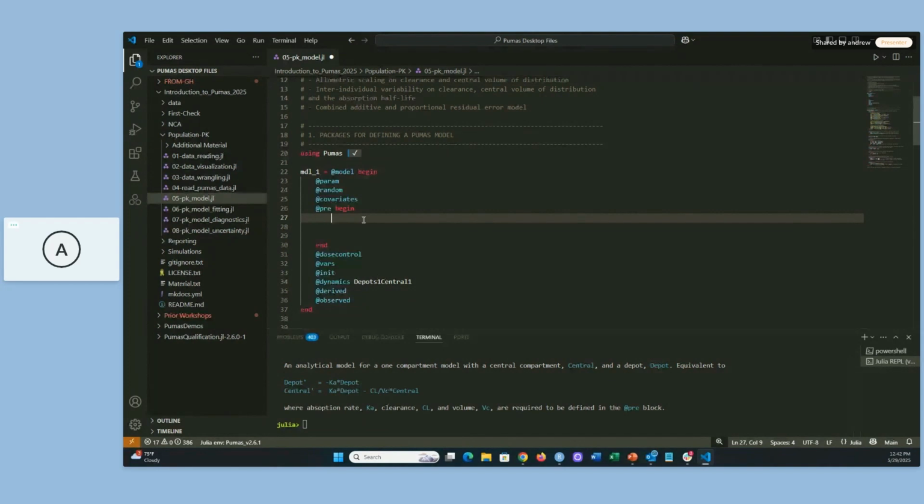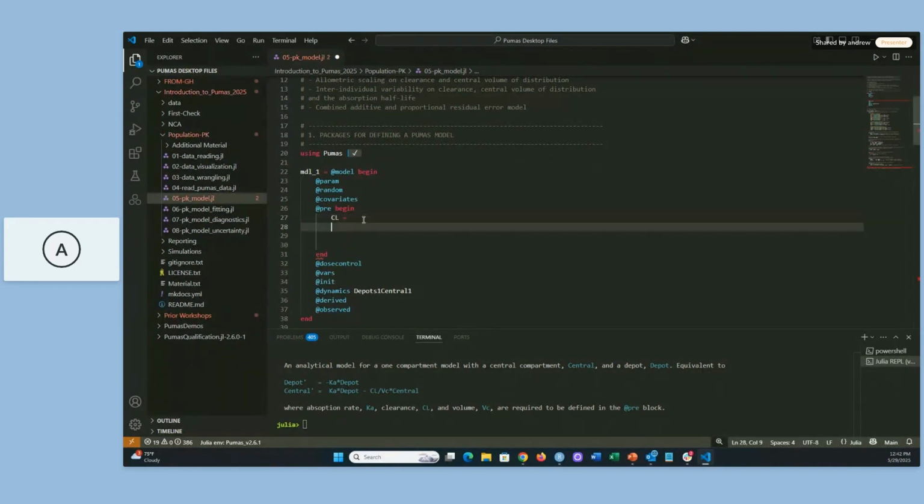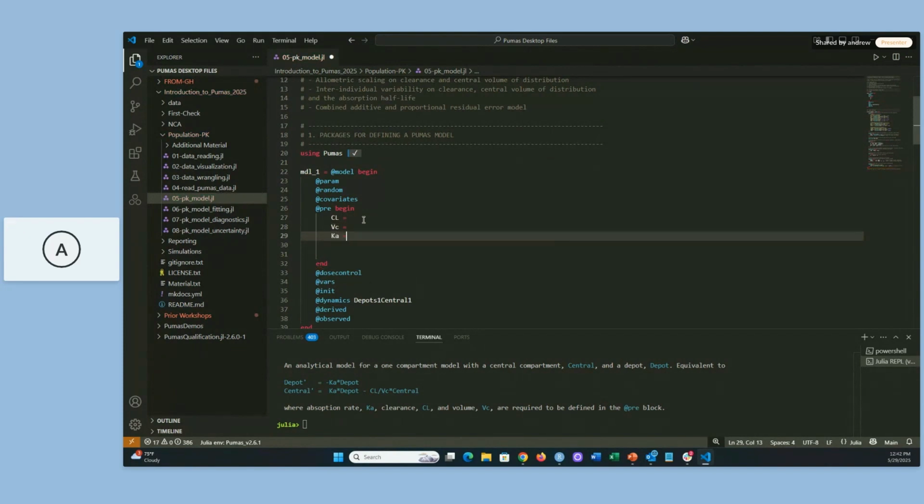Exactly. So we need to define our clearance. We need to define VC, and we need to define Ka, because this is feeding in, pre-process into the dynamics block. So we need to be able to see how it's handling each of these estimates.